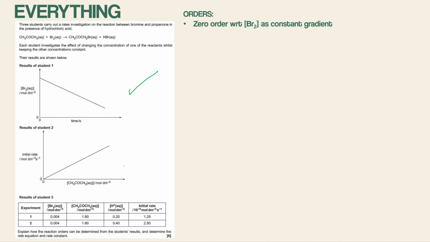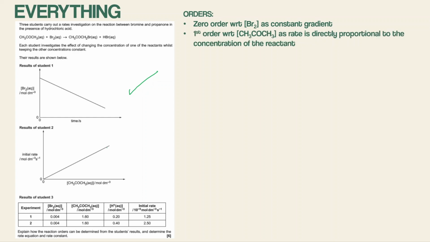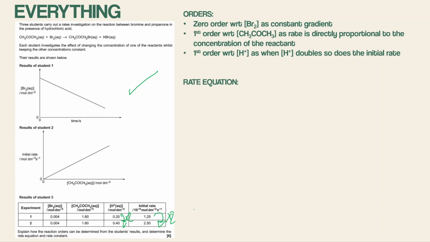The second graph, let's look at it. Rate concentration graph. Okay, so we can see here the rate actually increases by the same factor that the concentration does. Why? Because it's a straight line. So that's first order. So first order with respect to the concentration of propanone, as rate is directly proportional to the concentration of the reactant. And now we need to work out the order for H+. As you can see here, as the concentration of H+ doubles between experiments 1 and 2, the initial rate also doubles. So that's first order. Why? Because they're both increasing by the same factor. So first order with respect to the concentration of H+, as when the concentration of H+ doubles, so does the initial rate.